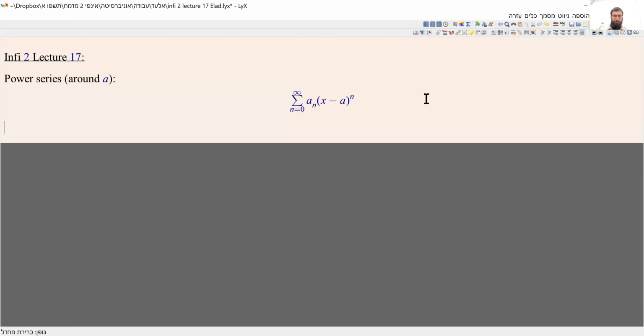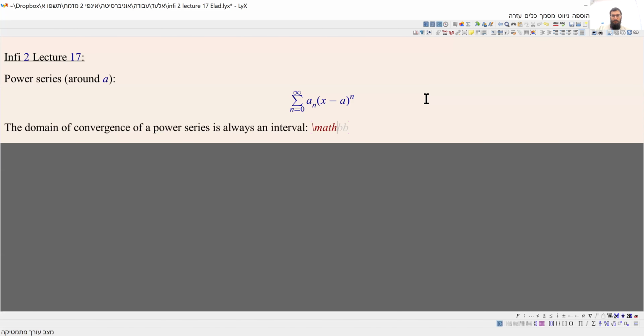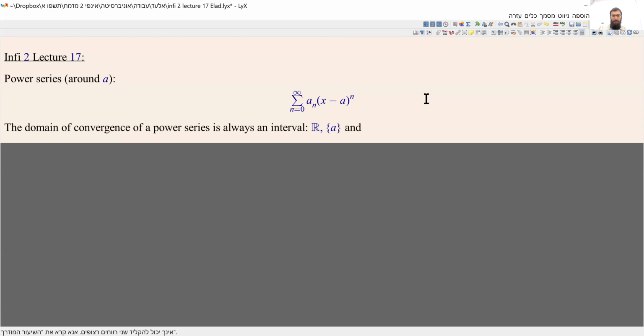We mentioned that the domain of convergence of a power series is always an interval: it is all of R, or the point itself, which is an interval with radius 0, or a symmetric segment around a.